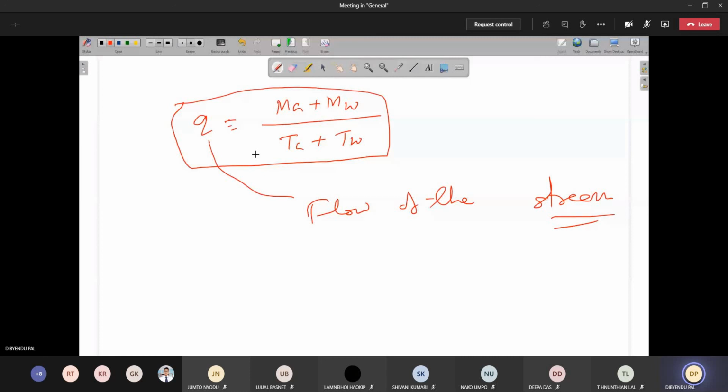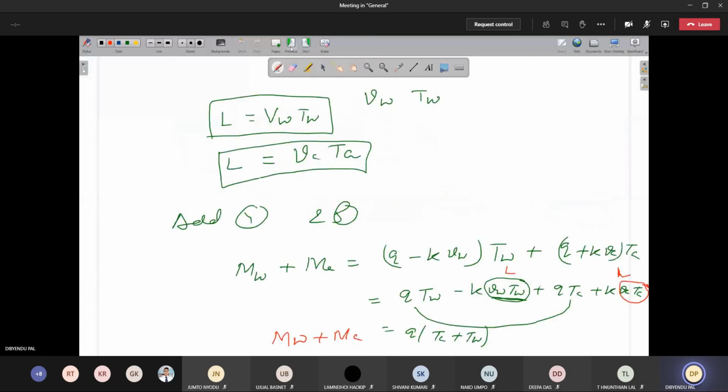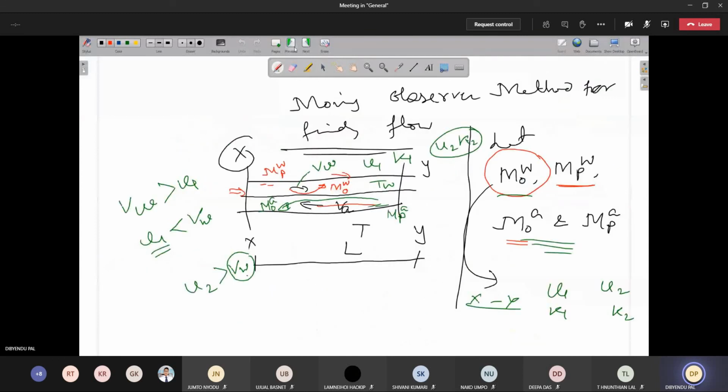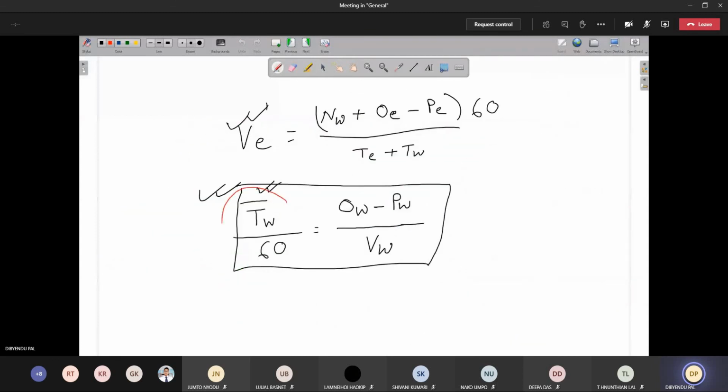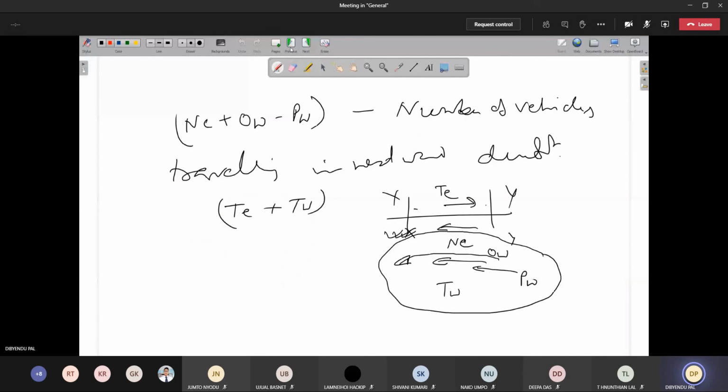Now the same thing was used previously to find out the average time taken by the vehicles to cross the section by the moving observer method, or moving vehicle technique. So try to understand this part, and tomorrow I will revise it and tell you how this was calculated. The same slide will be with me. I'll just go through this part.